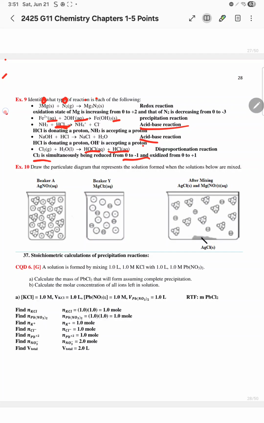Anyways, draw a particulate diagram that represents the solution formed when the two below are mixed. Do they actually want me to draw a diagram in the exam? I'm going to skip this because who's actually drawing in the exam? It could be a select-which-of-the-following question where they show you the diagrams.